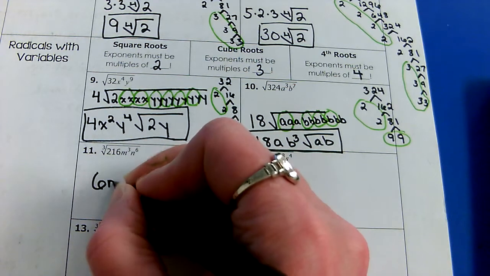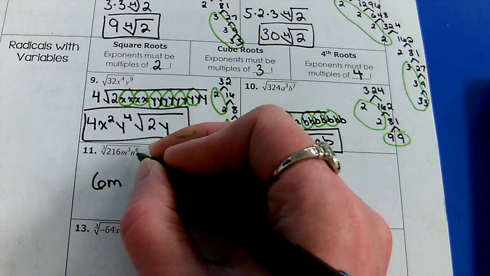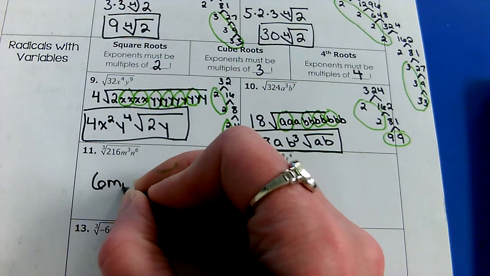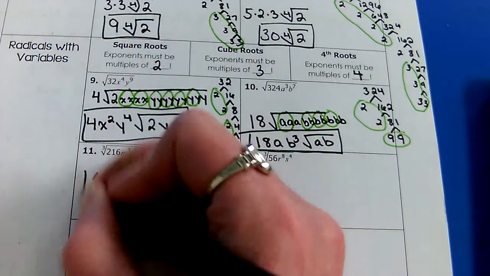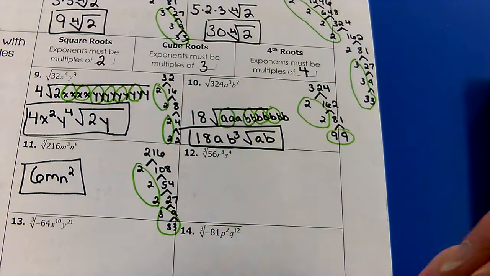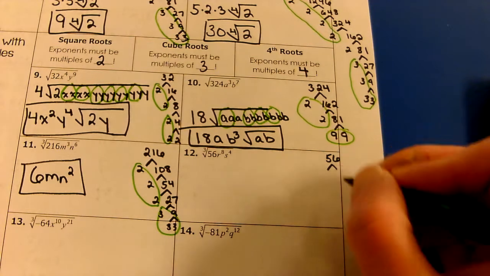m cubed means there's 3 m's. This would be 6 n's, so that'd be 2 sets. Oh, that's really simple. Okay, what about 56?